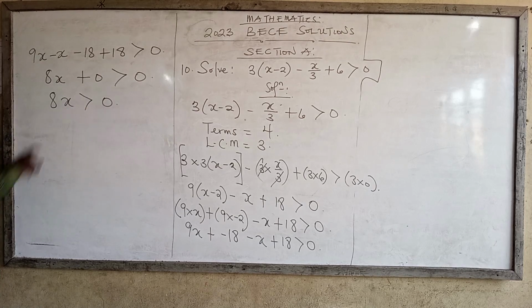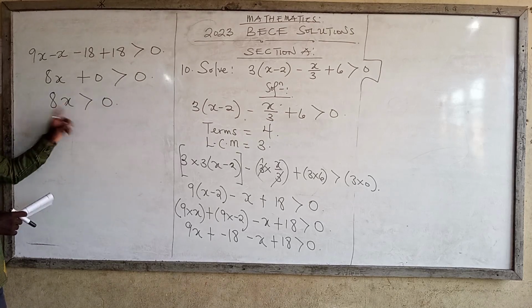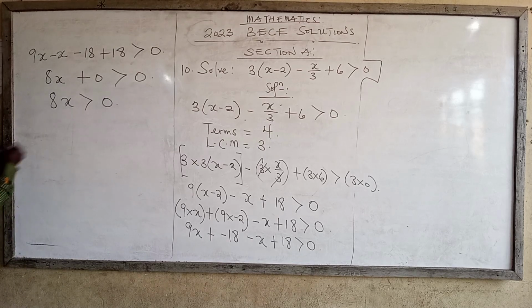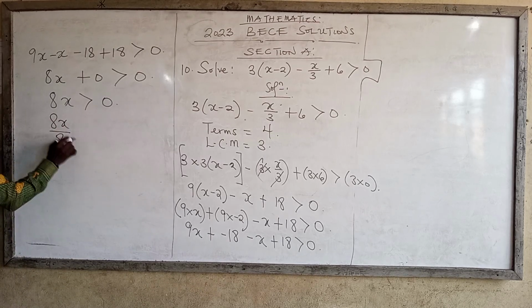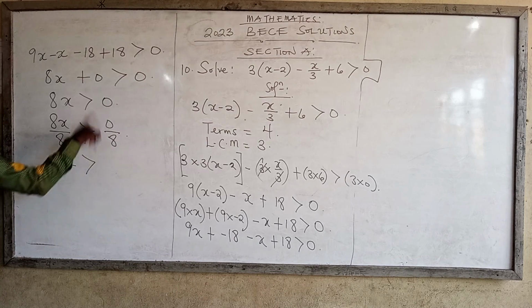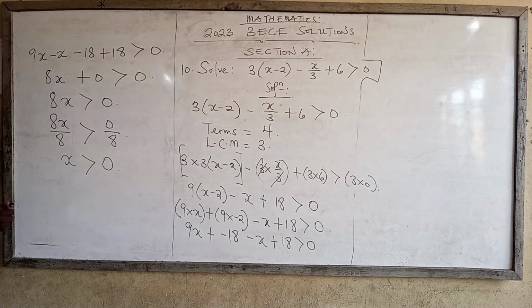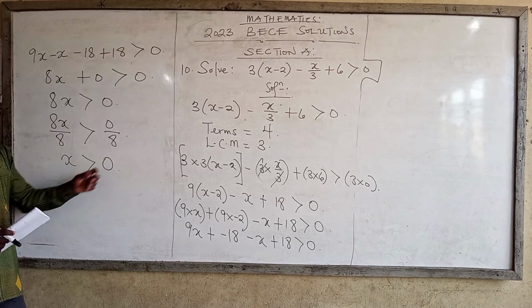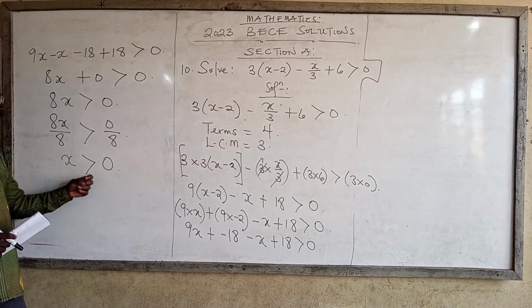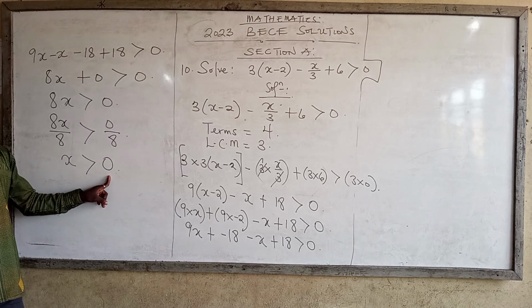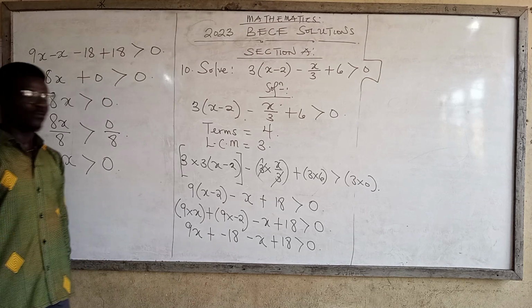What can we do? We have to divide both sides by the coefficient of x, which is what? 8. Now don't forget, the coefficient of x is positive, so the sign will not change. So I have 8x divided by 8 greater than 0 divided by 8. x is greater than 0. Don't write 8. 8 times what will give us 0? It's 0. So x is greater than 0, which means that x starts from 1, 2, 3, 4 upwards, to positive infinity.